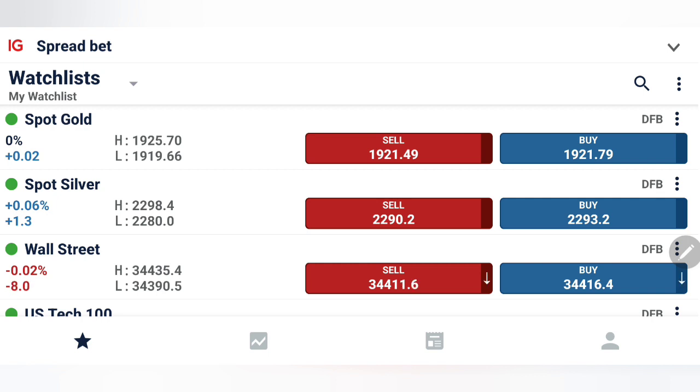Now, what to expect today? Which position should you take trading gold and silver? We will see with the help of charts and indicators.